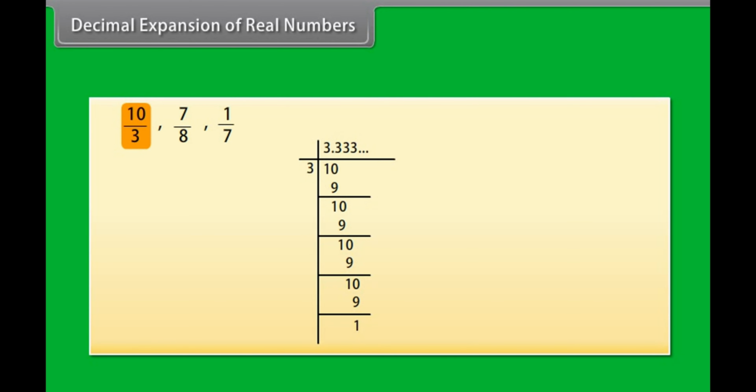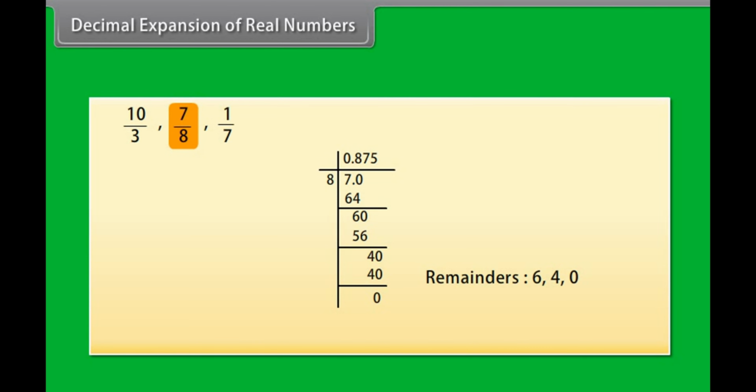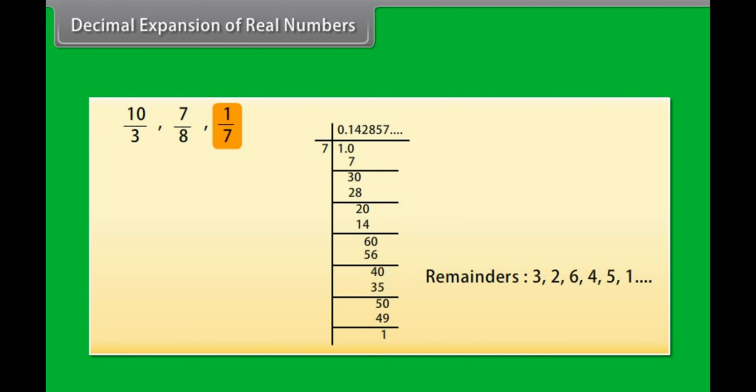We will find the decimal expansion of these 3 numbers. Here we can see that on decimal expansion of 10 by 3, we get remainders 1, 1, 1, 1, 1. Similarly, the decimal expansion of 7 by 8 gives remainders 6, 4, 0. And the remainders of 1 by 7 are 3, 2, 6, 4, 5, 1.